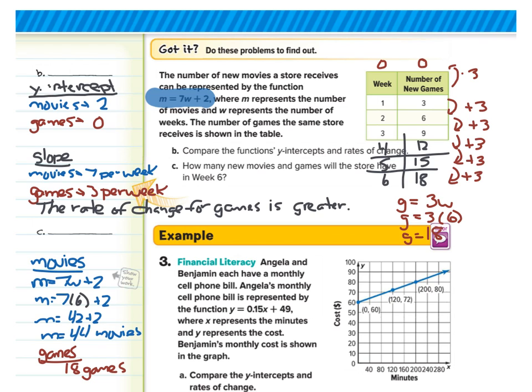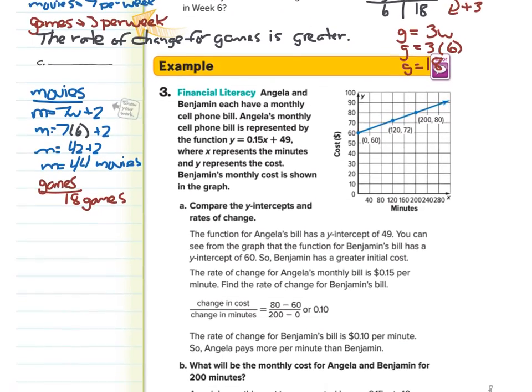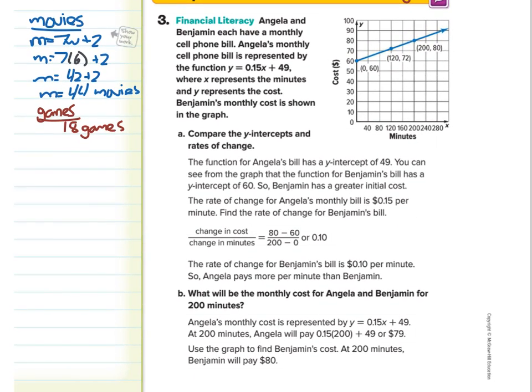Now if we look at example 3, financial literacy, Angela and Benjamin each have a monthly cell phone bill. Angela's monthly cell phone bill is represented by the function y equals 0.15x plus 49, where x represents the minutes and y represents the cost. Benjamin's monthly cost is shown in the graph. Again, compare the y-intercepts and the rates of change.